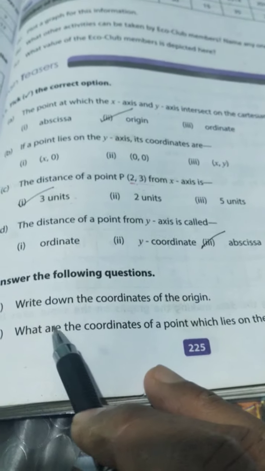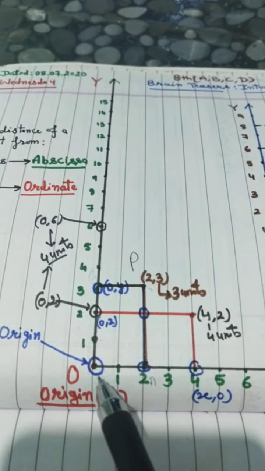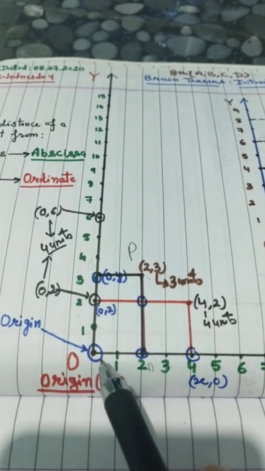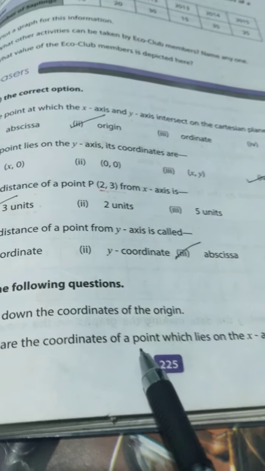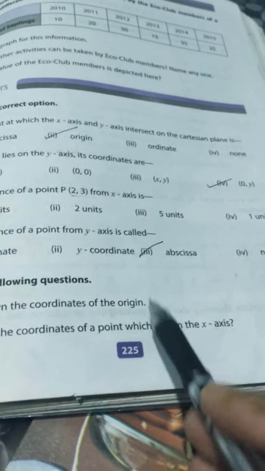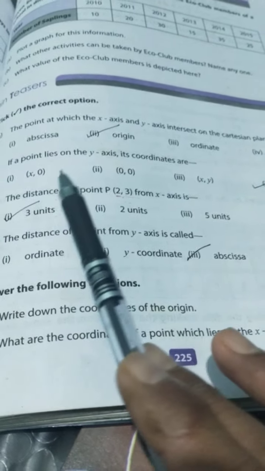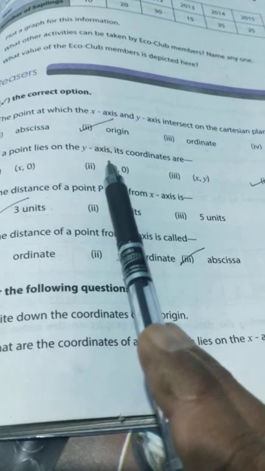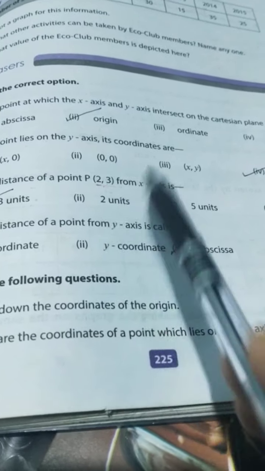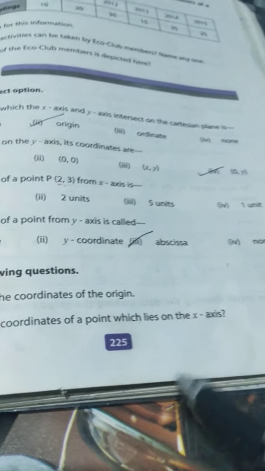Now answer the following B part. Answer the following questions. Write down the coordinates of the origin. The coordinates of the origin are 0 and 0. What are the coordinates of a point which lies on the x-axis? Similarly, same as question number one. If a point lies on the y-axis, its coordinates are 0 and y. What are the coordinates of a point which lies on the x-axis? x and 0.